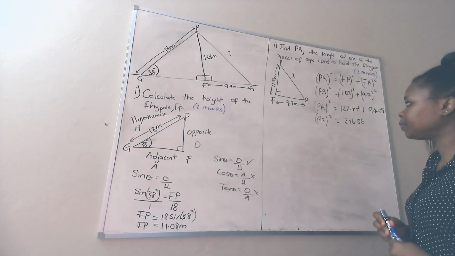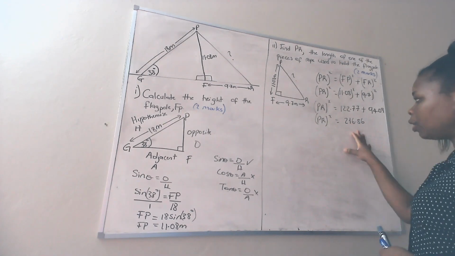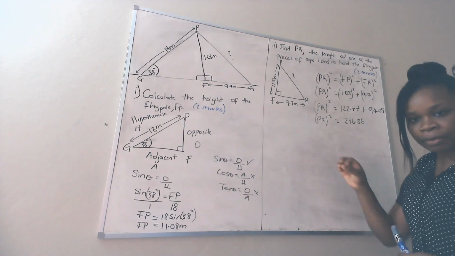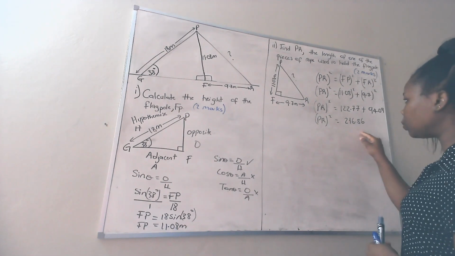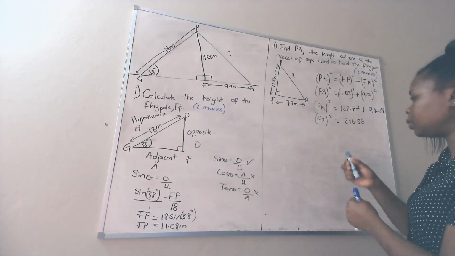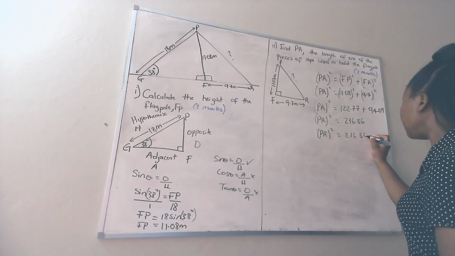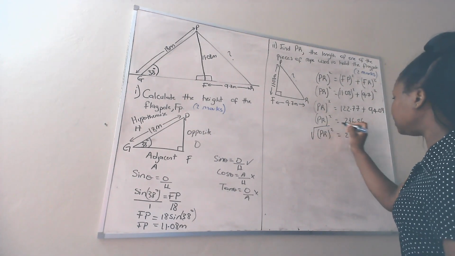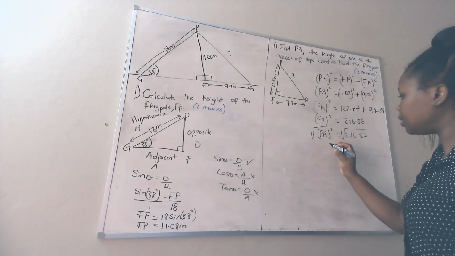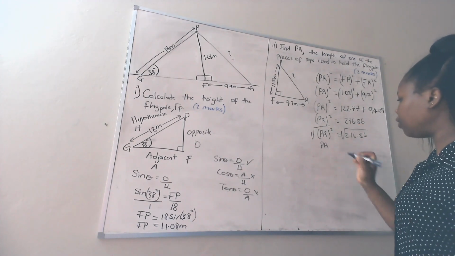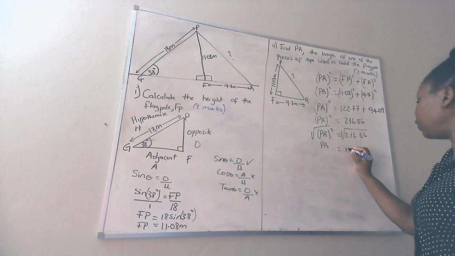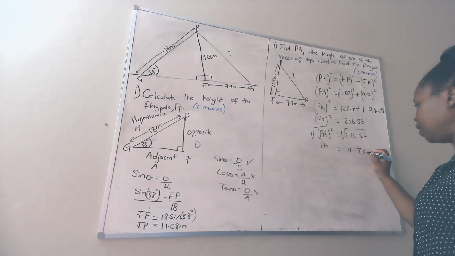216.86. And once we reach here, we're finding PR, not PR squared. So we need to square root both sides. PR squared is equal to 216.86. I need to square root both sides so that I end up with PR, which is 14.73 meters.